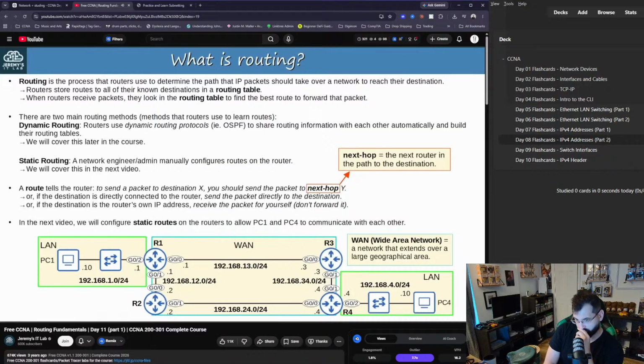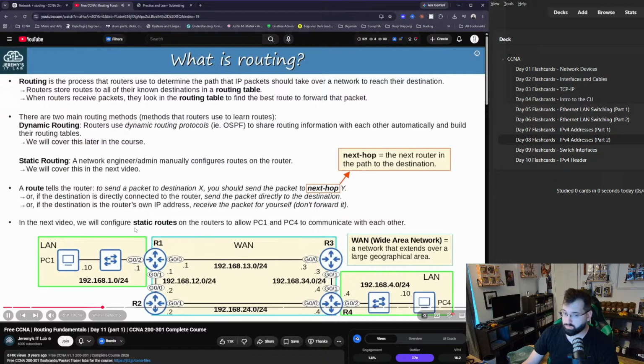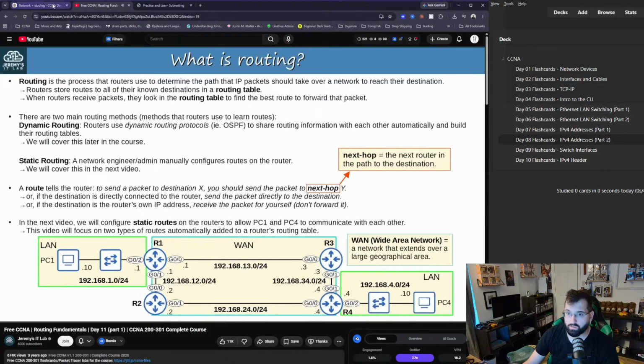In the next video, we will configure static routes on the routers to allow PC1 and PC4 to communicate with each other over the network. This video will focus on 2 types of routes automatically added to a router's routing table, not dynamic routes or static routes.